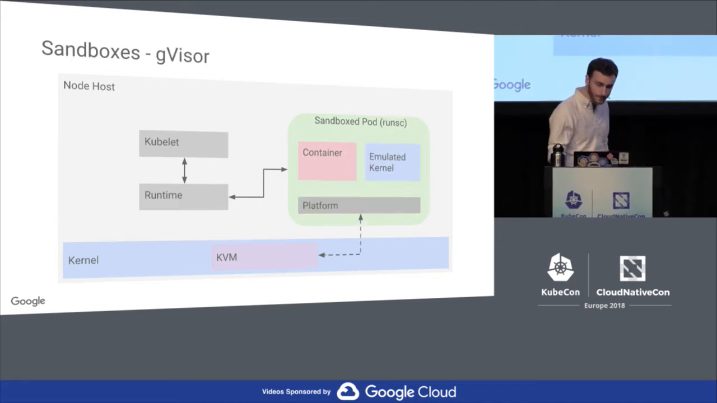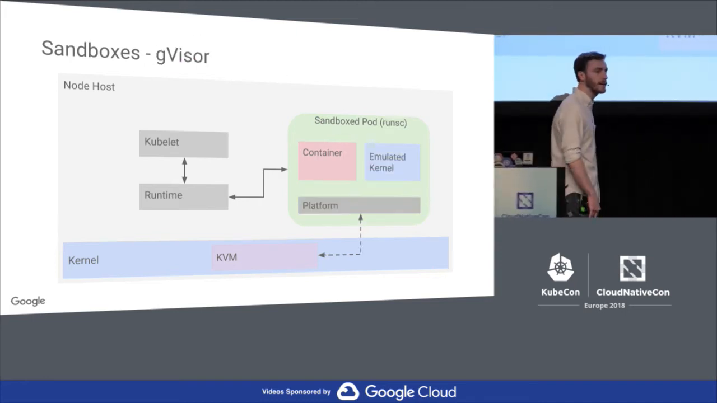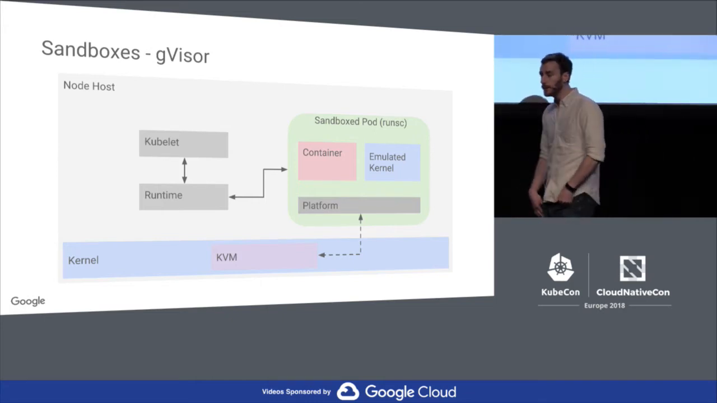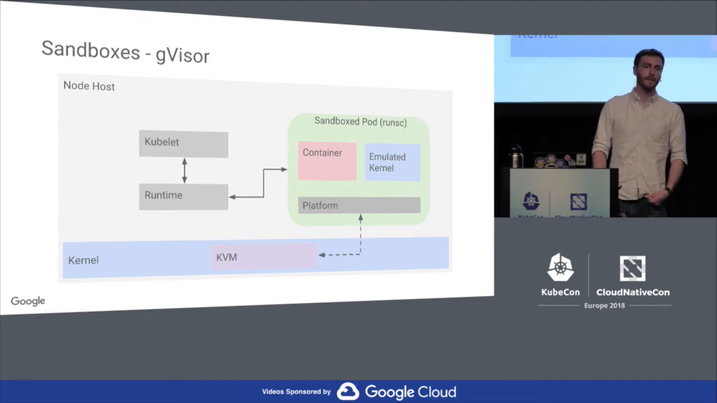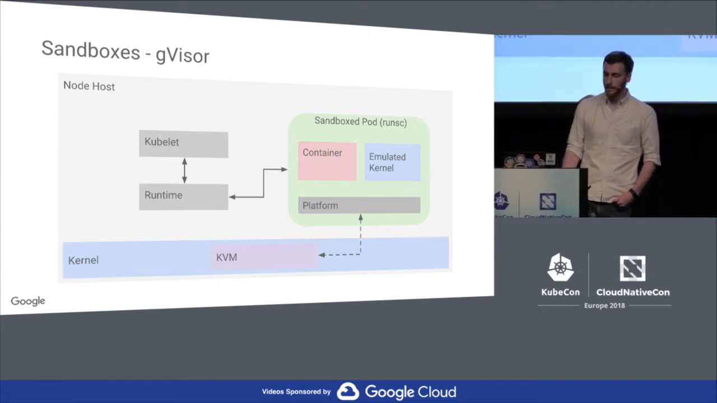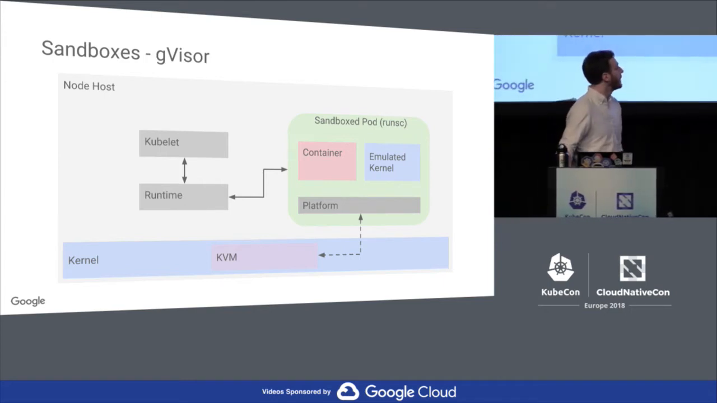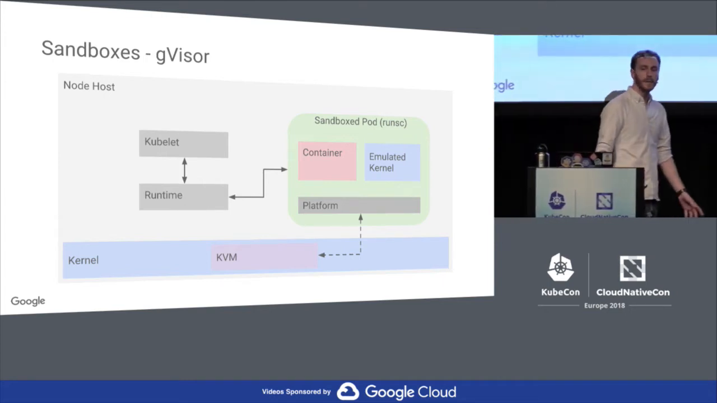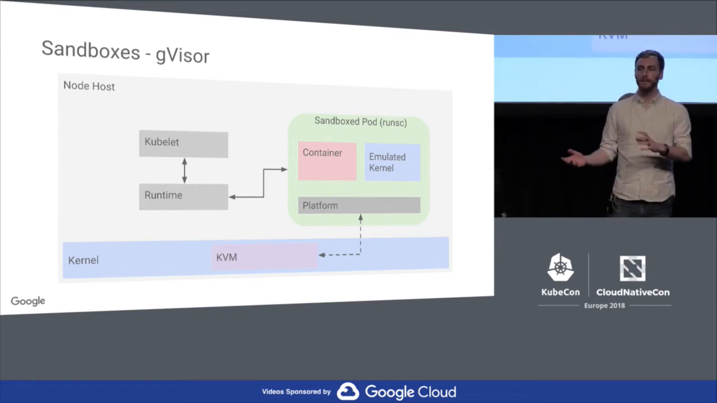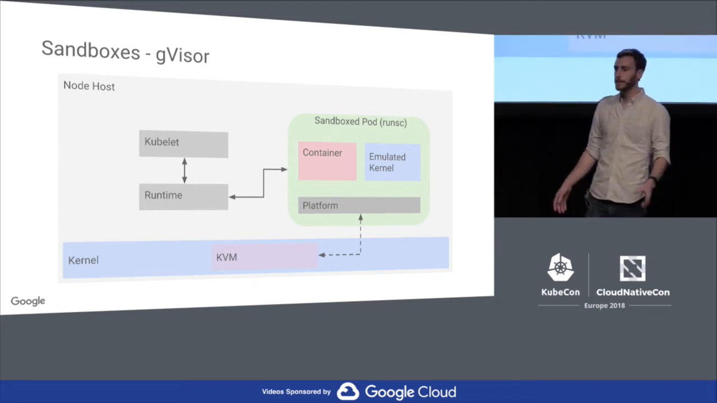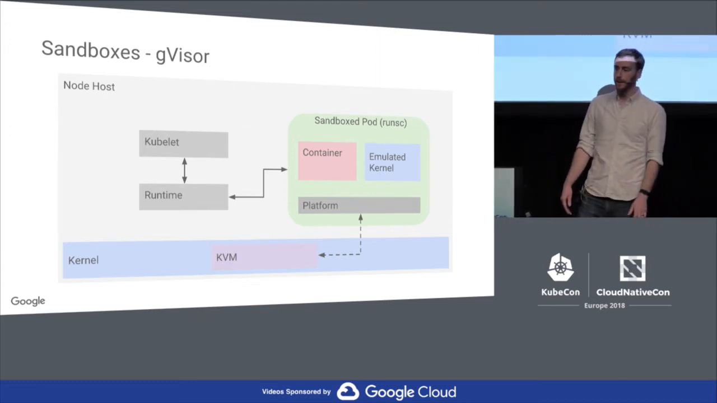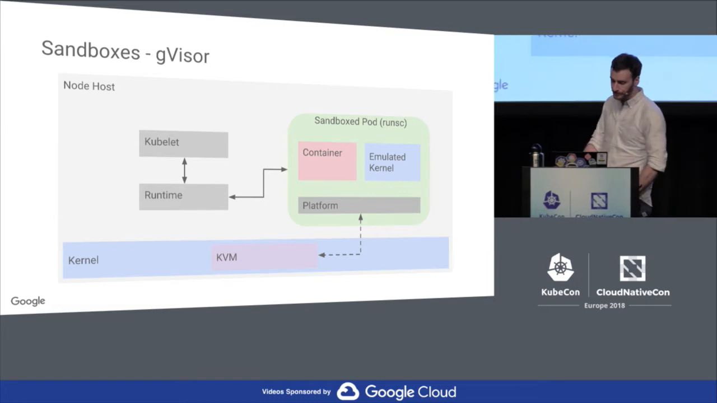Maybe you heard the announcement about gVisor 2 days ago. This is a new open source project from Google, and this is actually the sandbox that we use at Google in a lot of places in the production environment. This is a little different from a traditional VM. You have an emulated kernel. It's basically something that implements the Linux syscall interface running in user space. And then this platform thing that just bounces syscalls into the emulated kernel.